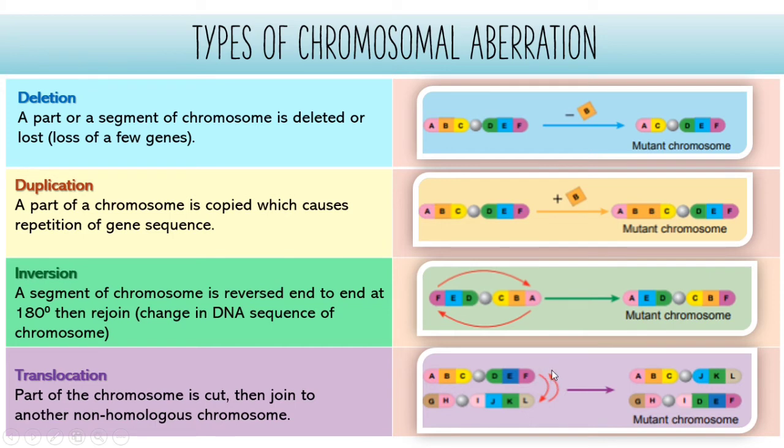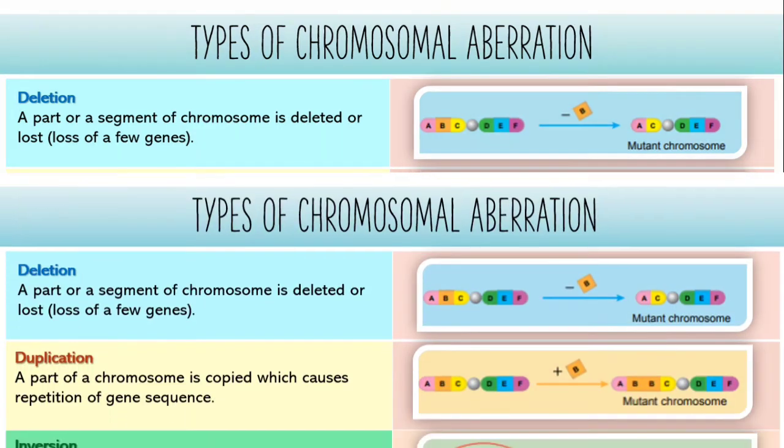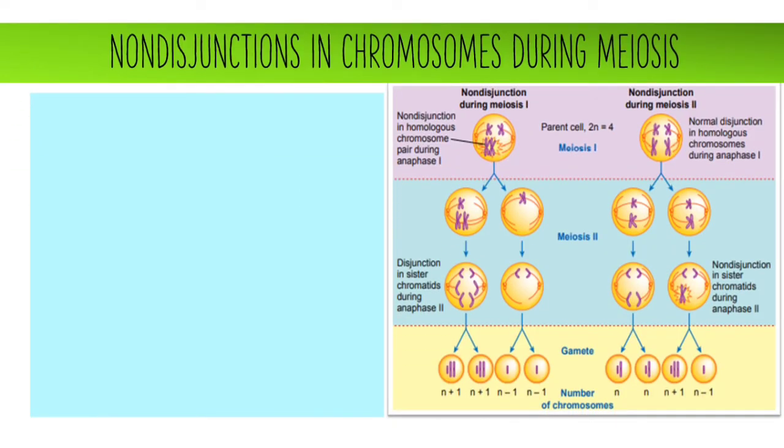Okay, non-disjunction in chromosome during meiosis. This is the cause of the number of chromosomes changing. Okay, ini adalah punca utama bagaimana kromosom akan berubah bilangan. Okay, slide sebelum ni kita telah discuss tentang bagaimana struktur kromosom berubah. Yang ni bagaimana bilangan kromosom berubah.